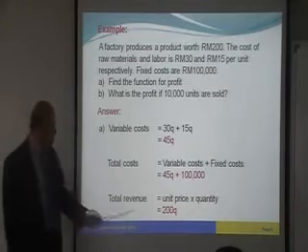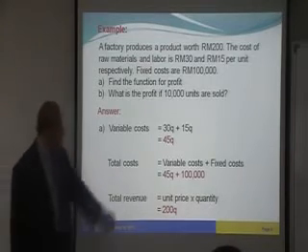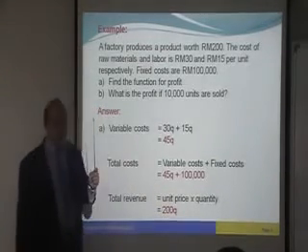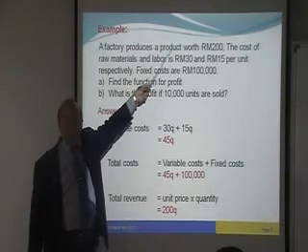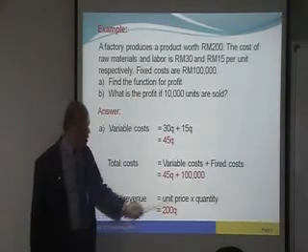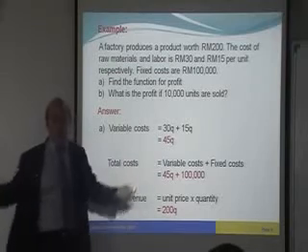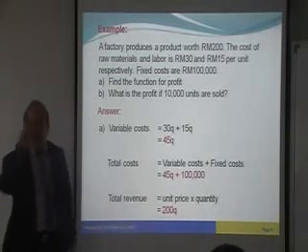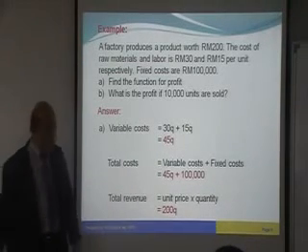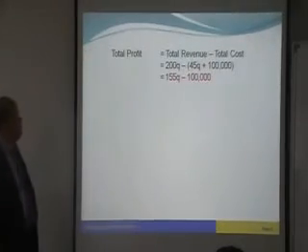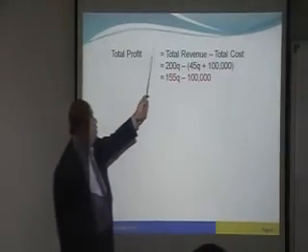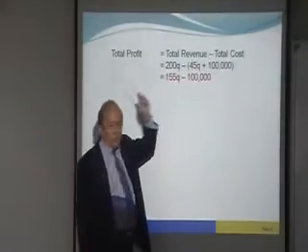Then we find the total revenue. What is total revenue? P times Q also. But P is the selling price per unit. So selling price per unit is 200. Quantity Q, how many we don't know. We are talking about 1 unit now, times Q. So 200Q. So from here, the profit will be revenue minus cost.